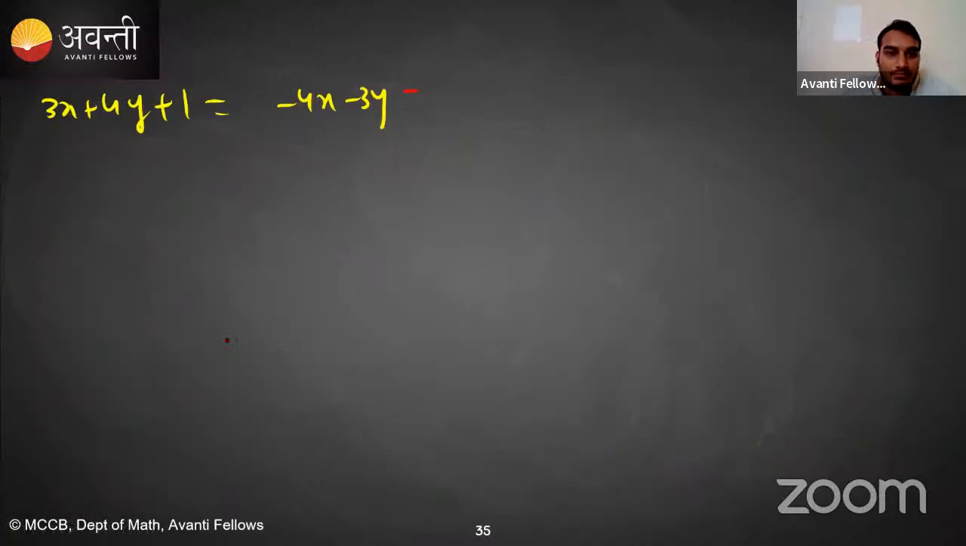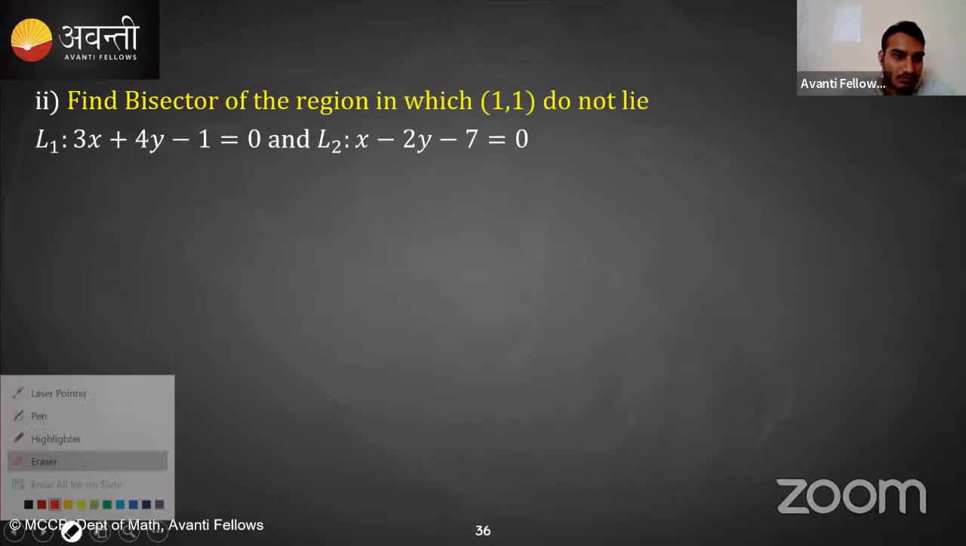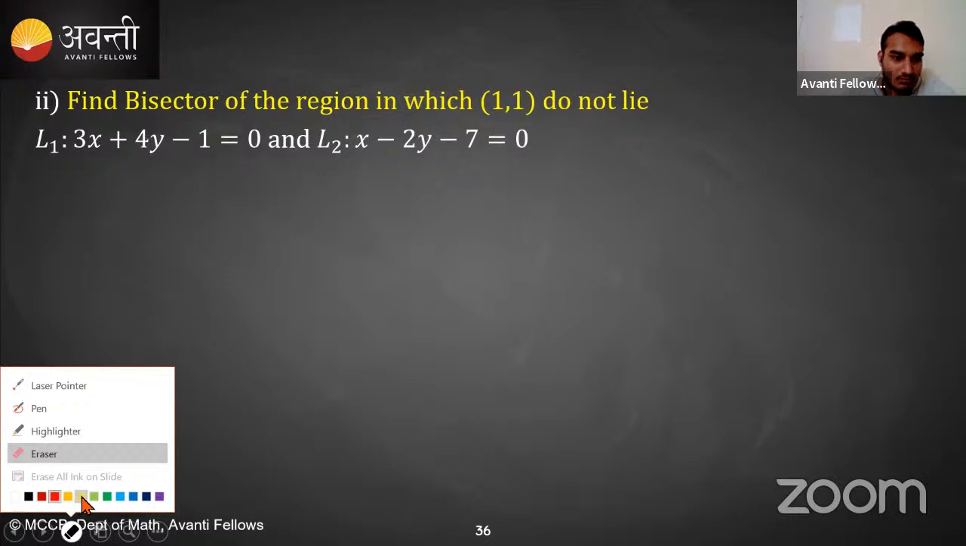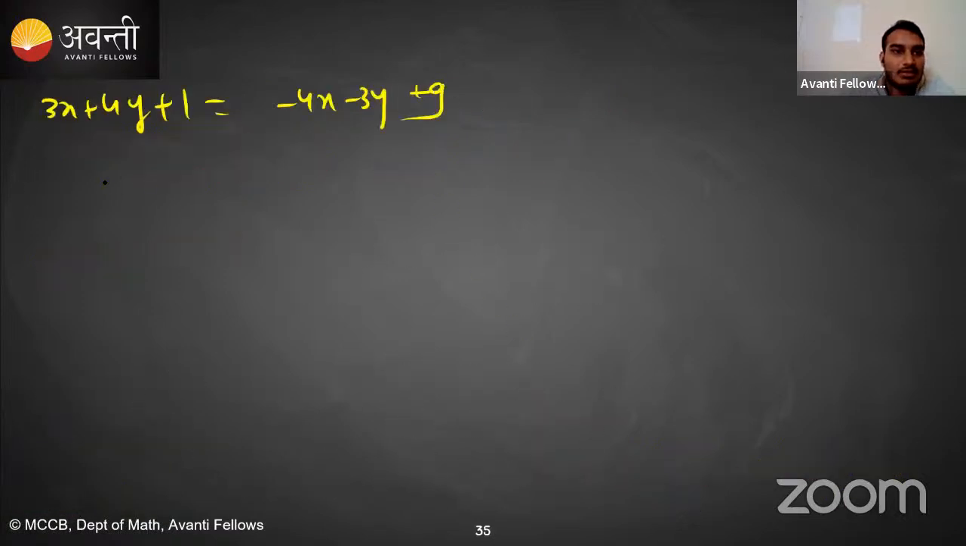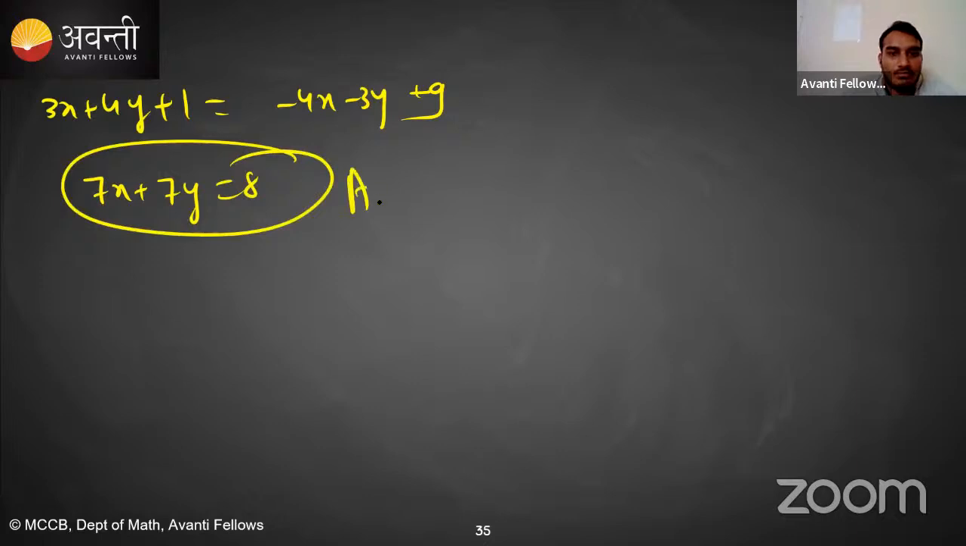Plus 9. So just calculate, what did we get? 7x plus 7y is equal to 8. This is the answer. Clear? Is this clear?